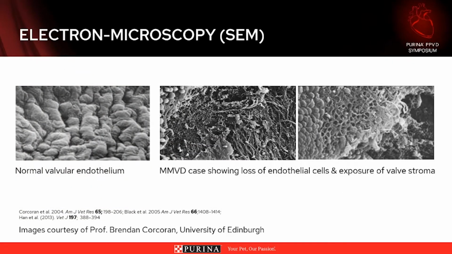So he's showing again with another scanning EM. We can see the normal valve endothelium, so it's almost like paving stones. This is higher power than the images I showed you before. But we lose these endothelial cells, so we have this denuding, and we're exposing the valve stroma, as we're seeing in these middle and right hand images. That seems to be part of the pathology as well, and presumably could lead to activated platelets and things like that.